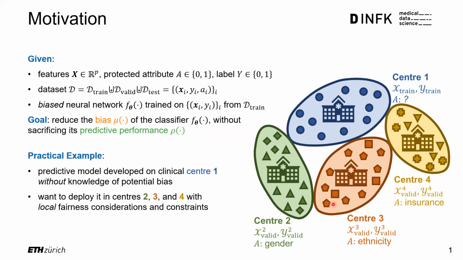However, these centers might have local fairness considerations and constraints. For example, for Center 2, we might desire to have a classifier with a balanced performance with respect to gender. For Center 3, we might care about the ethnicity of our subjects. In Center 4, there might be patients with different insurance types.